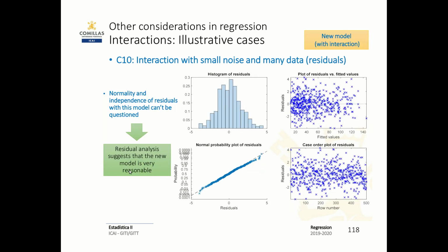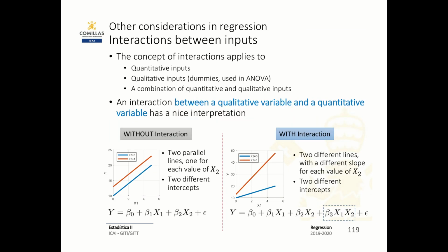Okay, so now the residual analysis doesn't show any particular pattern, so we are pretty happy with this model. This concept of interaction also applies when we have quantitative and qualitative variables, so continuous variables and categorical variables.